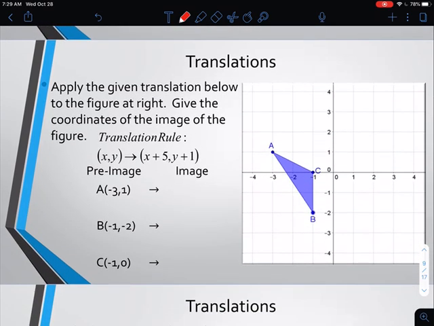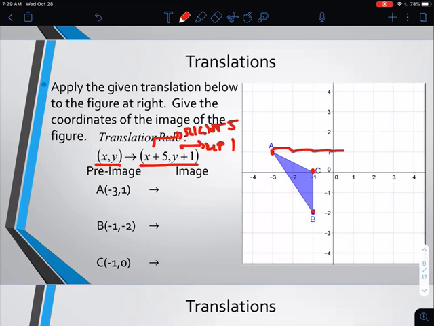Another type of problem you need to know how to do is actually applying the transformation. On the transformation below, it says take (x, y), add 5 to x, add 1 to y. If we think about what that means, x plus 5 means go right 5, and y plus 1 means go up 1. So what they're telling us is take every point here, point A, point B, and point C, and move it to the right 5 and up 1.